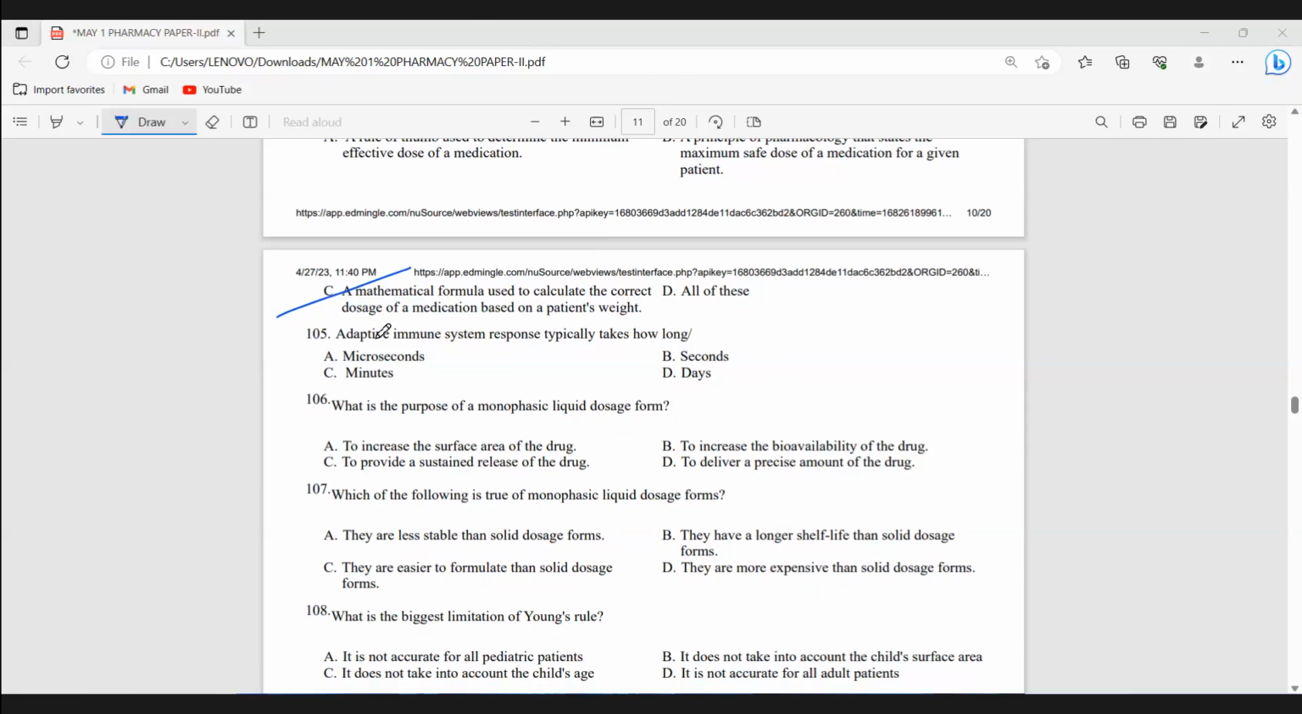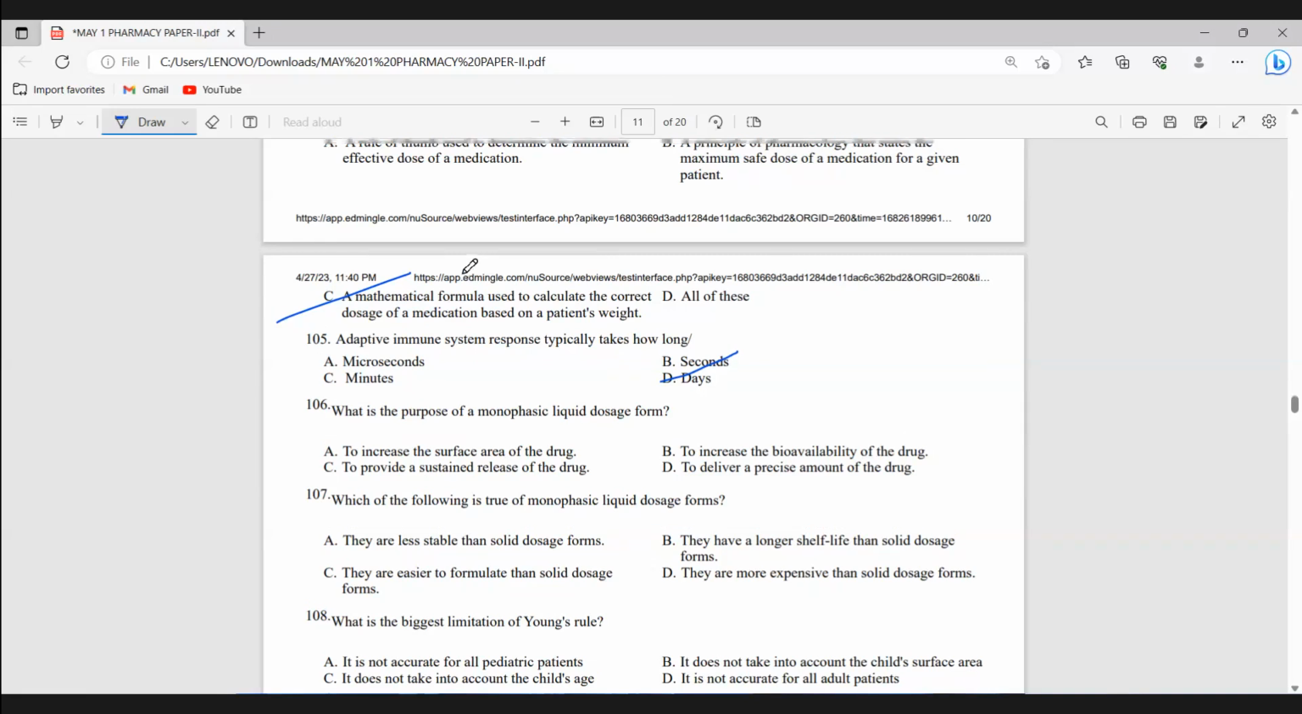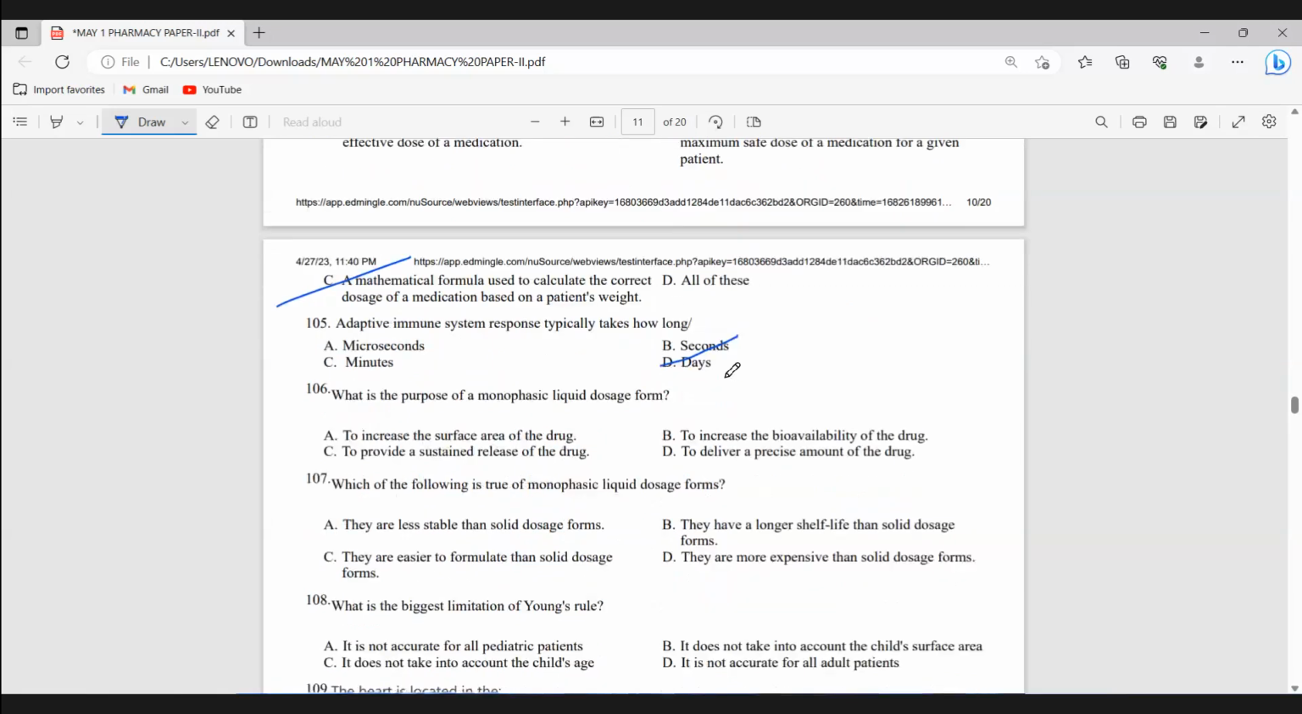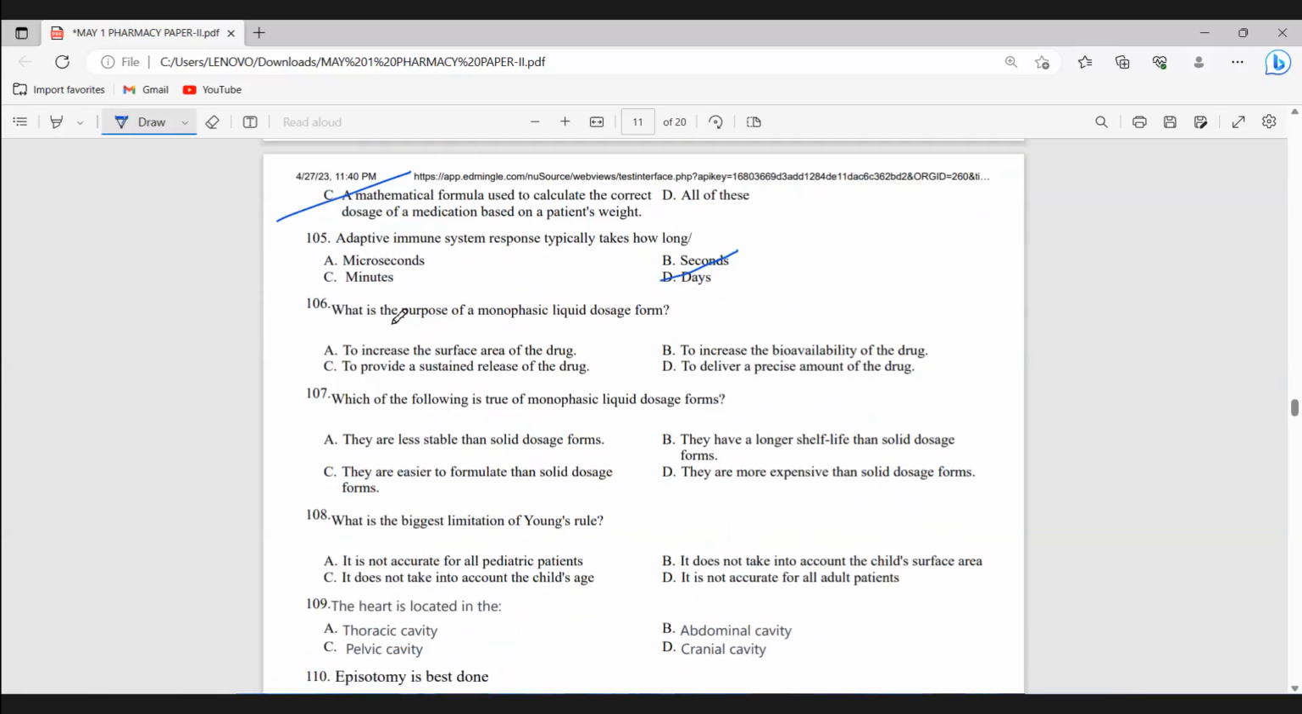And 105, adaptive immune system response typically takes how long? It takes days. Then 104, a mathematical formula used to calculate the correct dosage form of the medication based on patient's weight. 106.